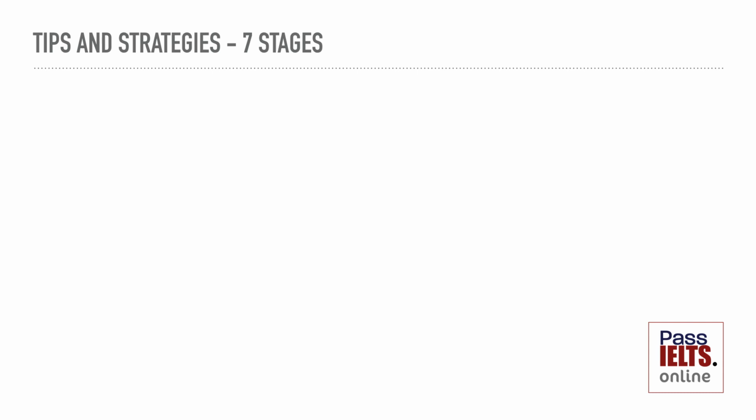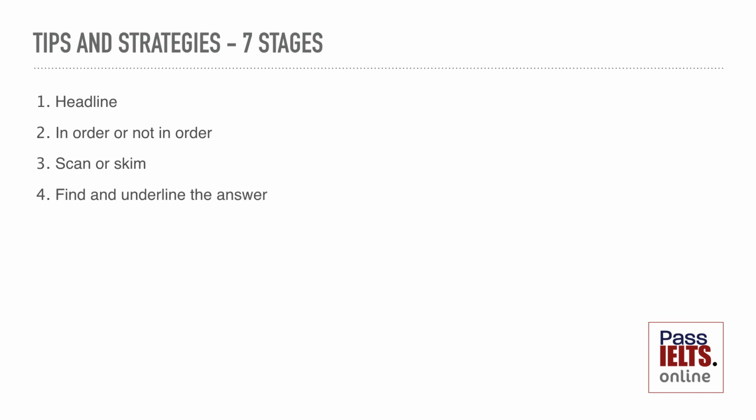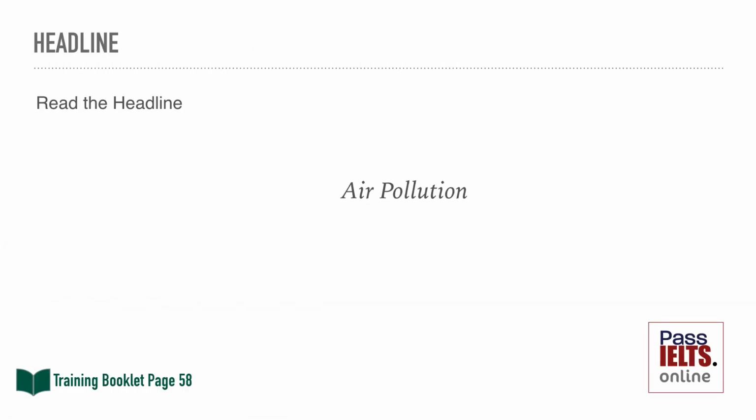Now we will look at our 7 tips and strategies. First of all, you read your headline. Decide if the questions are in order or not, scan or skim. You then find and underline the answers, write the answers, which are letters, next to the questions. Do the same for all the questions in a set, and then transfer after the section.